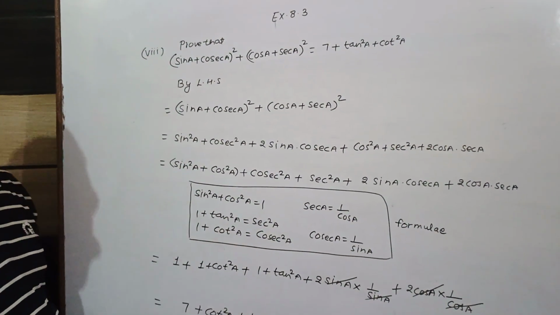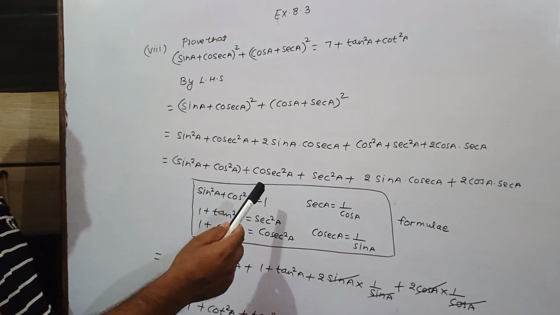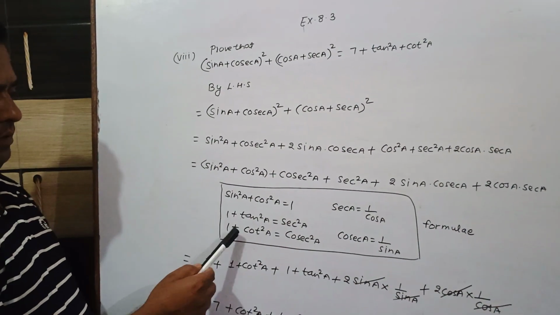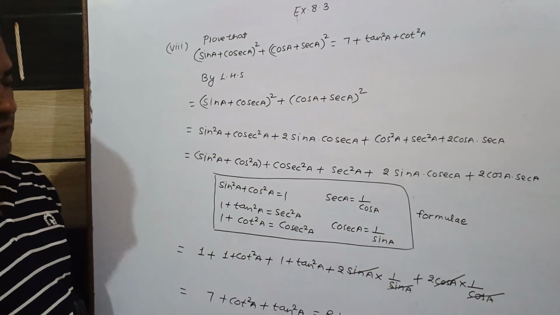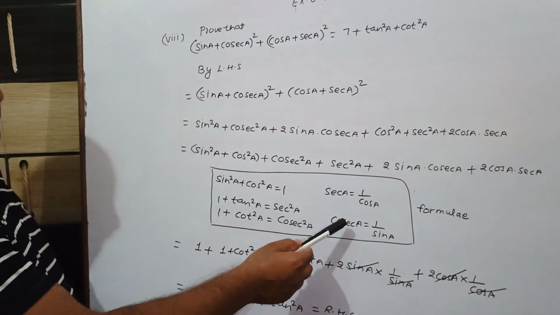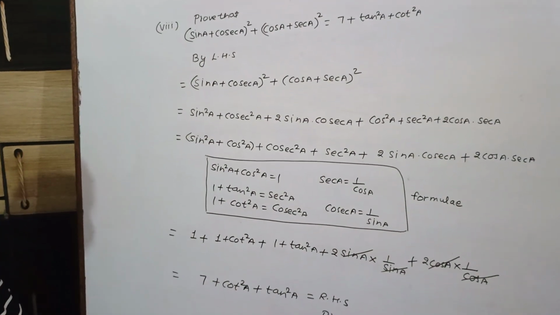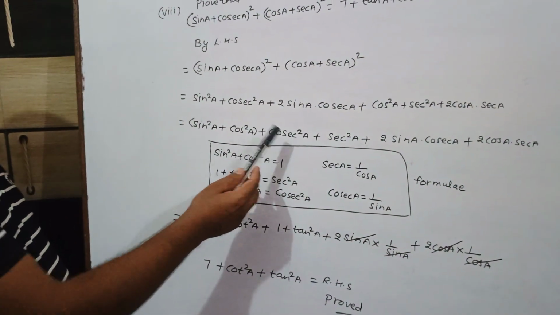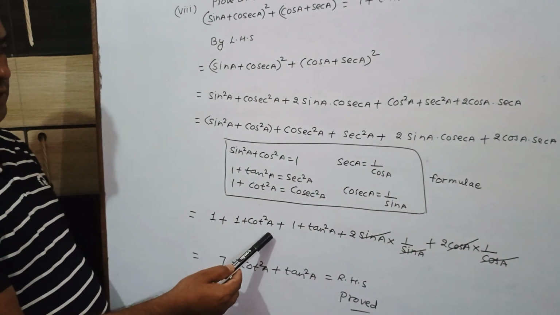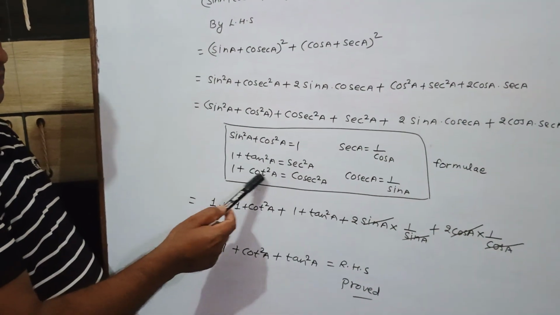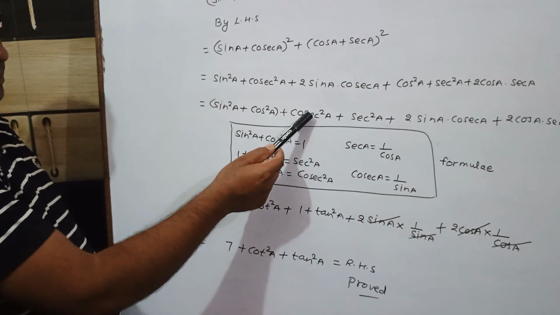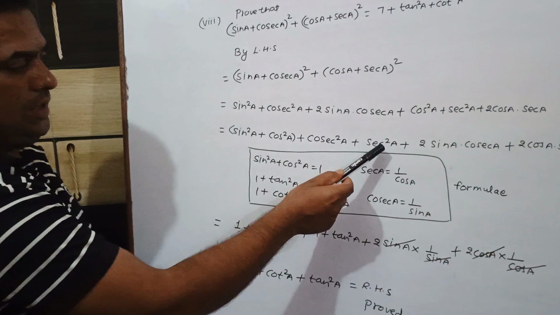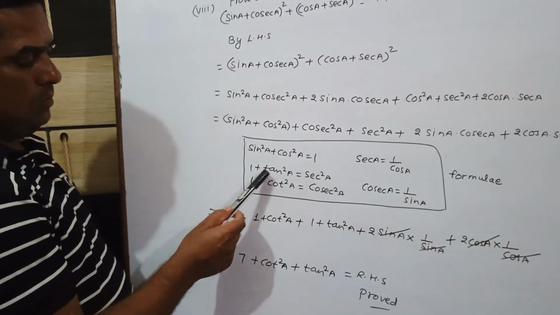Sin square a plus cos square a, this is 1. These all are formulae. 1 plus tan square a is sec square a. 1 plus cot square a is cosec square a. And sec a is 1 upon cos a, cosec a is 1 upon sin a. So we are applying sin square a plus cos square a equals 1. In the place of cosec square a, we apply 1 plus cot square a, this is the identity. In the place of sec square a, we put 1 plus tan square a.